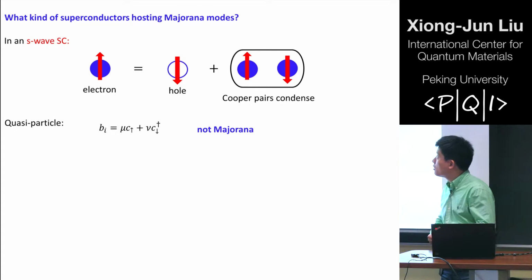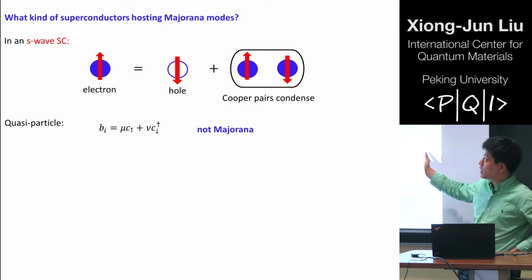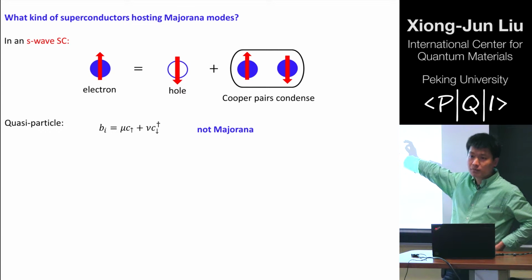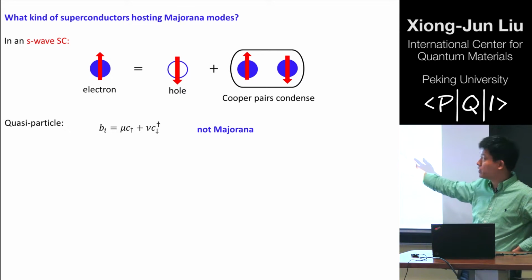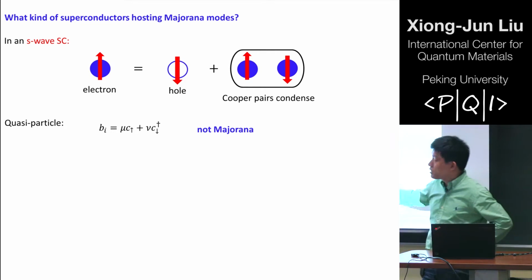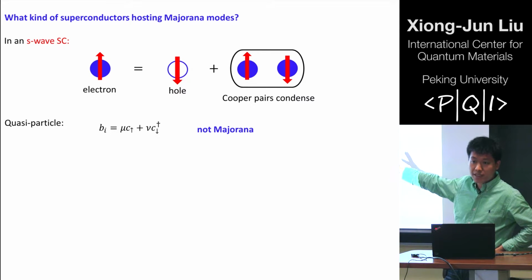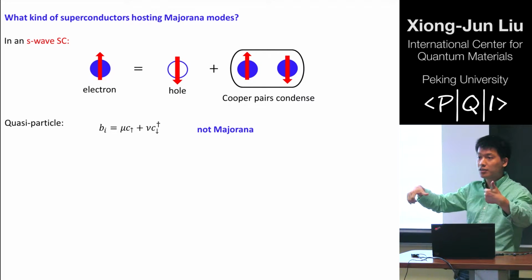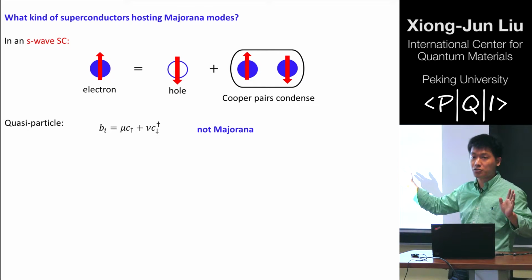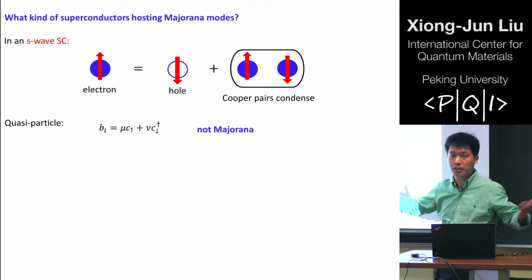Or equivalently, you can say that the pairing will induce a coupling between the electron and the hole. Then in that case, the quasi-particle in the superconductor should be a superposition of the electron and the hole. However, this quasi-particle is c up plus c down dagger, the electron up plus hole down. So this kind of quasi-particle should not be a Majorana fermion, since c up and c down are different.